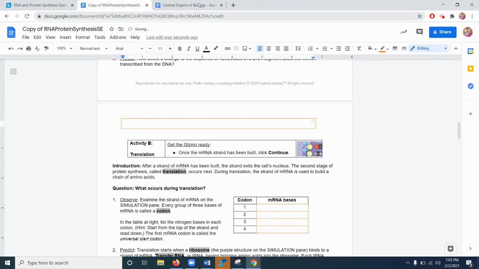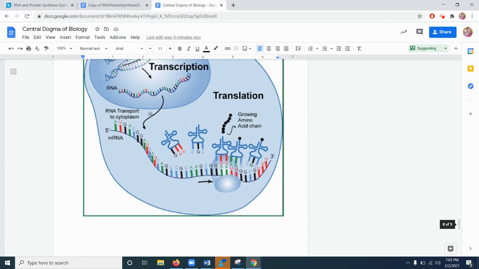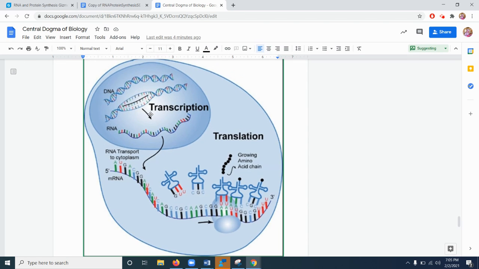So yes, that is what you're going to be doing. Very important process. That process is happening right now in your body. Your body is making proteins to do anything. So hopefully that was clear, and you will be successful in this. And that's it.